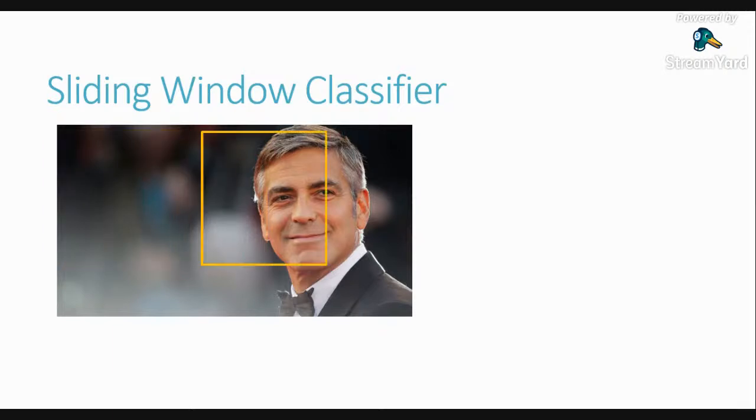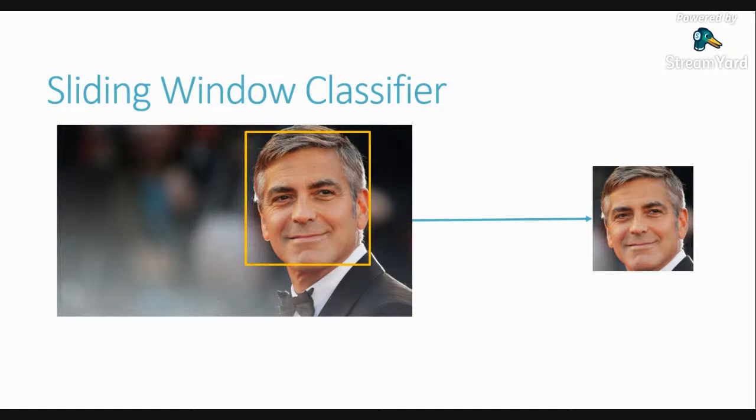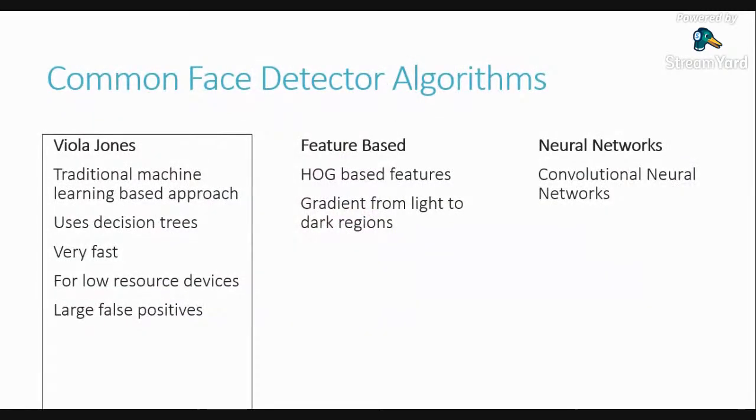If a particular window says that, yes, it's a face, we will stop there, and the system will output that this is a face. Then we will keep moving the window over the whole image to identify more faces.